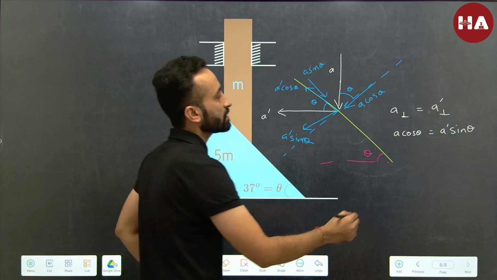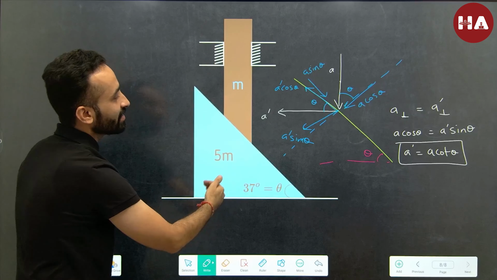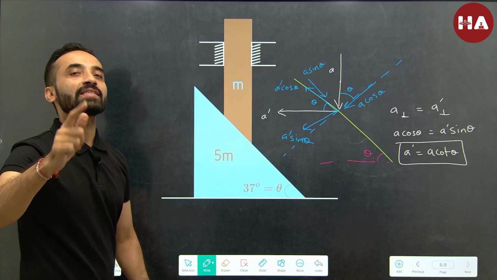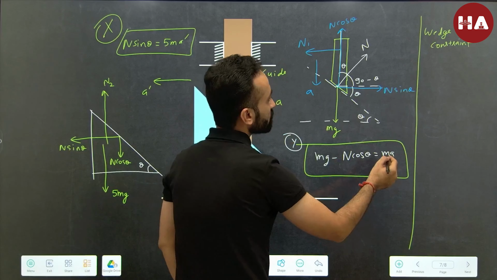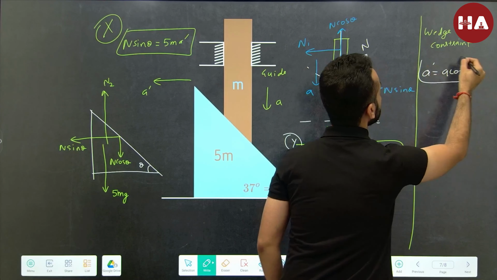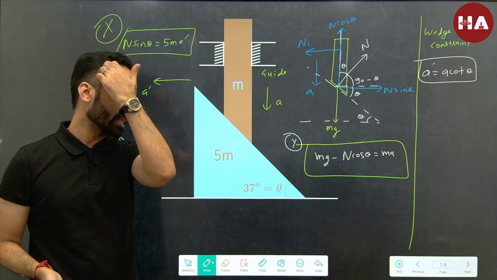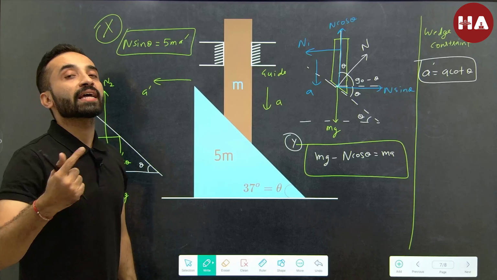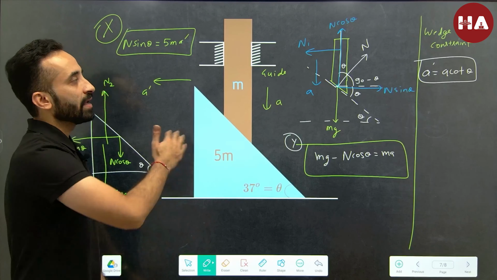Now you don't need to memorize it, but still there's no harm: if this moves down with a, then this moves forward with a dash, which is equal to a cot theta. If we go back to the previous page and use the wedge constraint equation, a dash is equal to a cot theta. Since theta is 37, cot 37 is obviously going to be 4 by 3, because tan 37 is 3 by 4, and you can easily solve these equations. This is how you use the wedge constraint in a very simple situation, but we will come up with complex problems also.